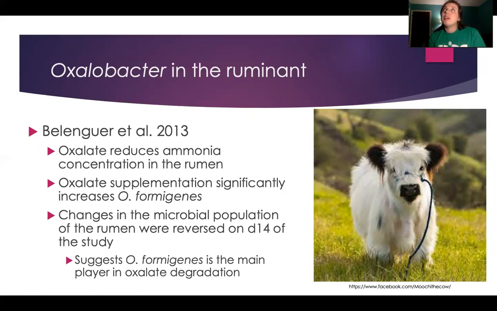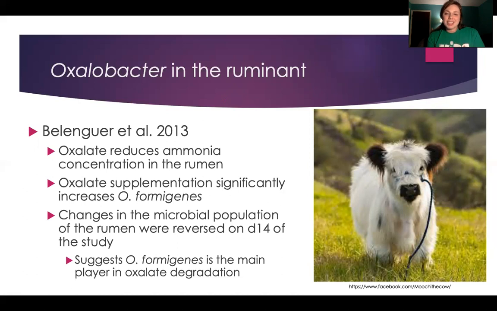And this is going to get really interesting in just a second. Additionally, they found that over the course of the study, which was 14 days, they tracked the microbial population every day. So they found that when they first started feeding oxalate, the microbial population did change. But by day 14, everything had gone back to normal except Oxalobacter formigenes. So this is suggesting that Oxalobacter formigenes is the main player in oxalate degradation.